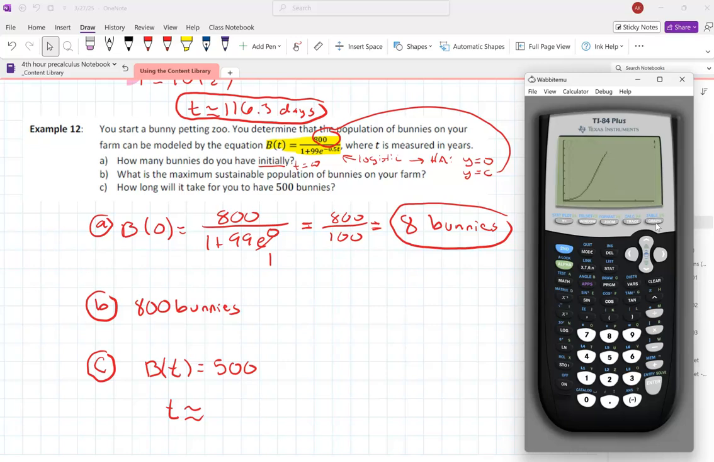So I'll just type that stuff in and then hit graph and take a look and see what I got. So here's my logistic curve. Oh boy, those bunnies are really reproducing. There's my intersection. So second trace, intersect command, enter, enter, enter. And I have about 10.2 years.